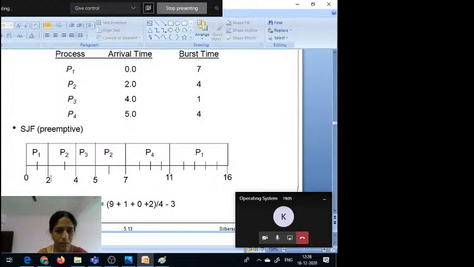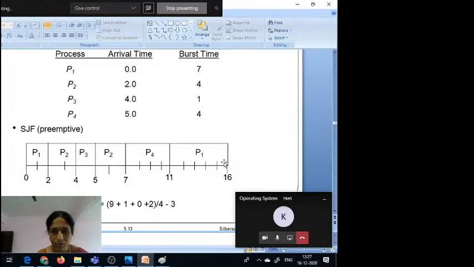P2, so what is the P2 waiting time? At 2 milliseconds P2 process enters into the CPU. In this case 2 milliseconds P2 process is busy in the CPU, there is no waiting. After that at 4th millisecond another process enters, now P2 goes to the waiting position. So this P2 process waiting time is what? 5 minus 4, 1.